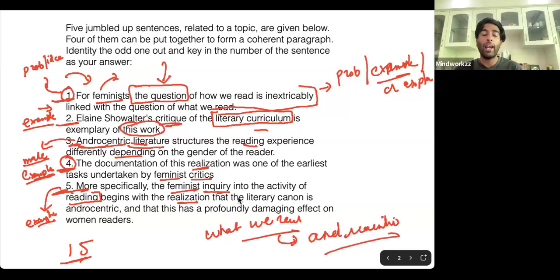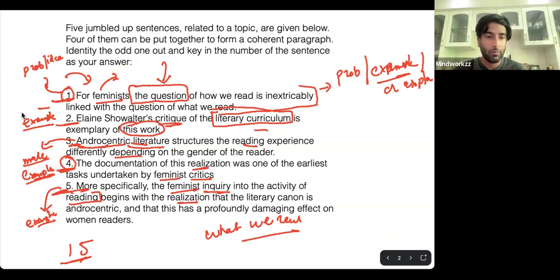Now, you might think, why do I not take sentence number 3 here? Why can't sentence number 3 come after sentence number 1? That is because sentence number 3 is trying to say that androcentric literature structures the reading experience differently depending upon the gender of the reader. So it's trying to talk about males and females. But sentence number 1 is talking only about feminists, and sentence number 5 is also talking only about feminists. It is not talking about male readers at all. So you cannot use sentence number 3 right now.